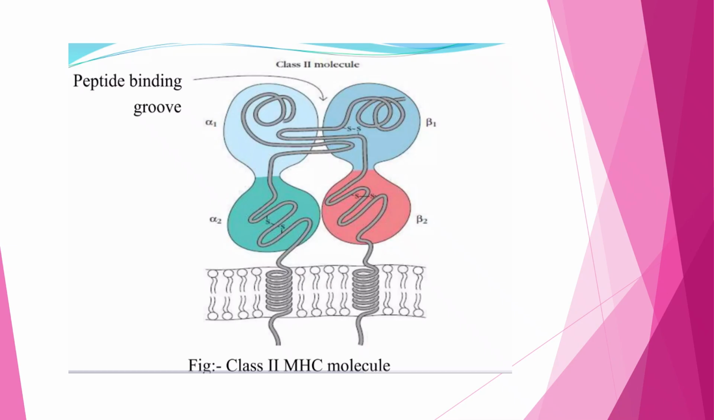So in class 1 molecules, we had only alpha chain and beta chain.